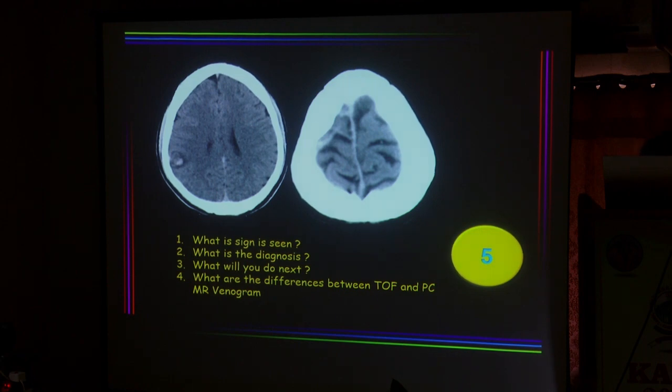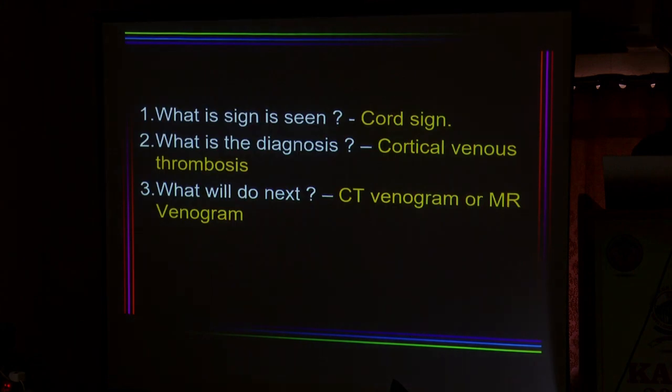Routinely nowadays we use the phase contrast MR venogram because it offers some advantages. So what are the advantages? It can assess the anatomy in complex areas like the torcula, and it is velocity dependent. So you may not get the T1 contamination effects which can be seen in TOF venogram, which can mimic some vascular lesion. So the T1 contamination effect is also reduced.